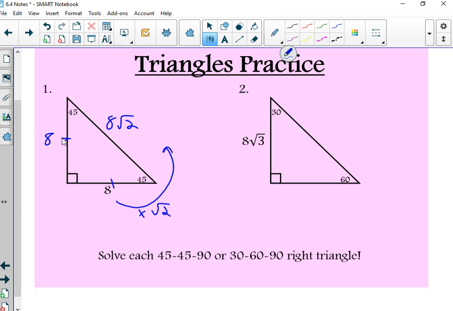Okay, now on 30, 60, 90, we got to identify the short side, the long side, and the hypotenuse. It doesn't take long to write those out real quick, and it does help keep us on track. So remember the relationship between the long and the short side. This is also a radical. It's radical 3. And now think about it. We're going from the longer leg to the shorter leg. So we're going to divide by radical 3 on this one.